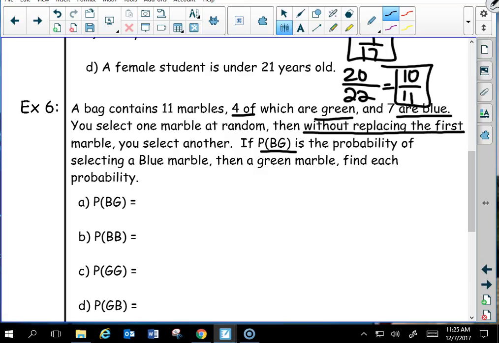So the probability of picking a blue marble first out of the full bag is 7 out of 11. They tell us there's 7 blue marbles. Now, what happens is all 4 greens still stay in there, but the total number of marbles goes down by 1. So the probability of picking a blue and then a green is, the probability of picking the green after the blue's been picked is 4 out of 10. And it looks like we get 14 out of 55.